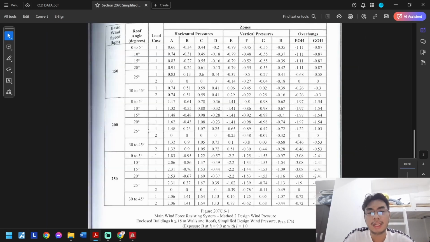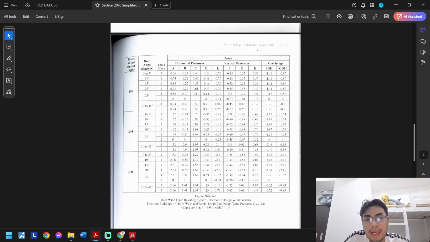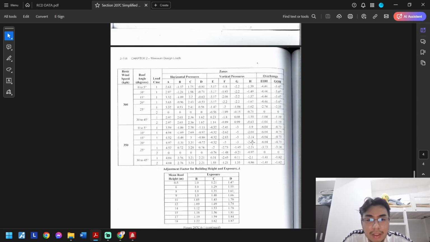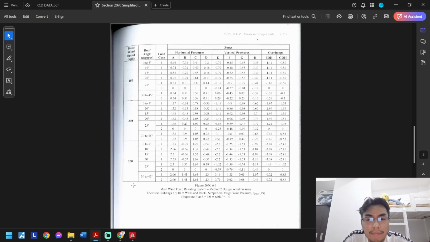So okay, here are the different kinds of pressure, wherein there is a horizontal pressure, then there is a vertical pressure, and there are also ones for the overhangs. For the case of our building, we did not opt to have any overhang, so we did not use this table, and there are basically various wind speeds.